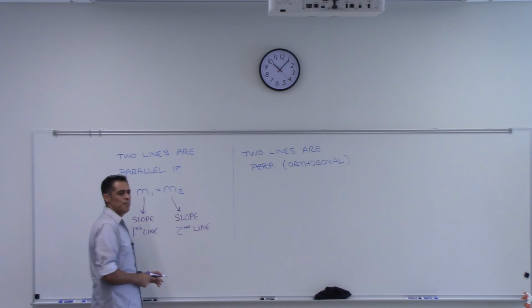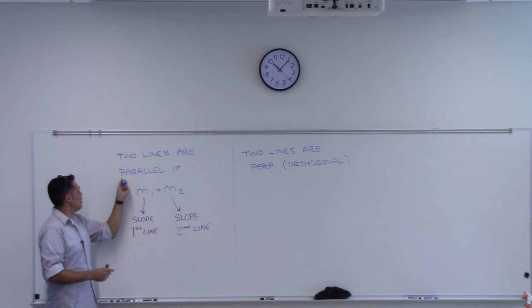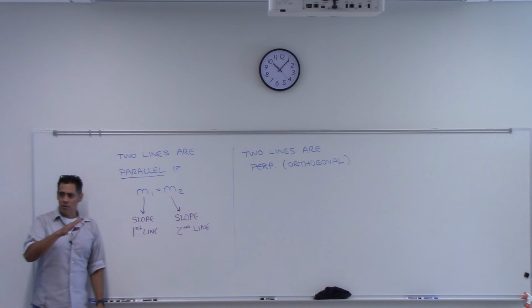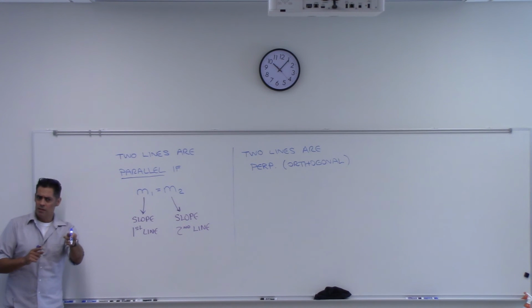What is the relationship between the slopes? I mean, here they have to be parallel, you have to be the same, right? But to be orthogonal, what's the relationship? Anyone know? It's a weird relationship. What did you say? What did you say?